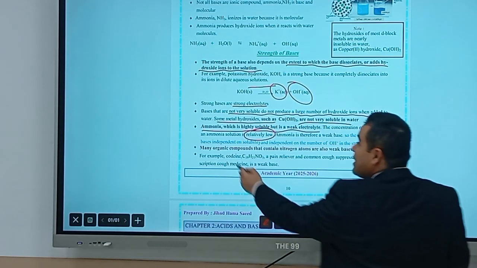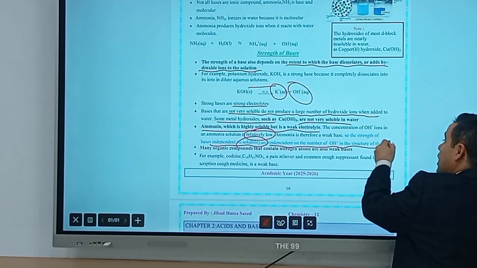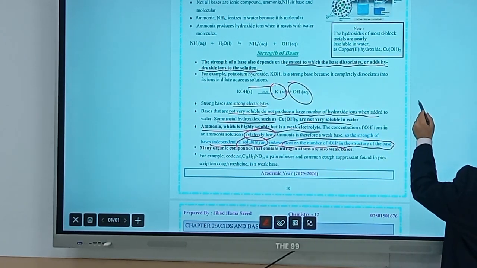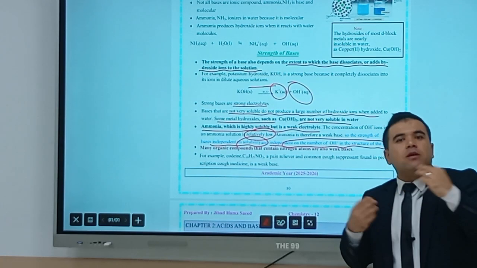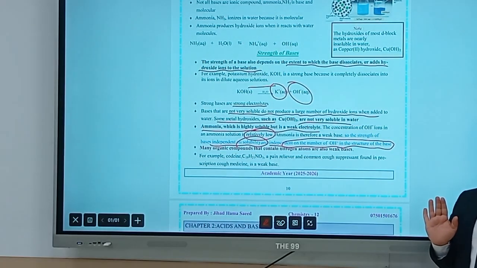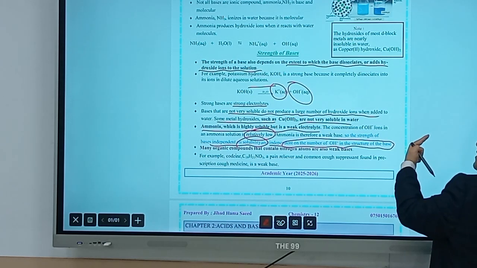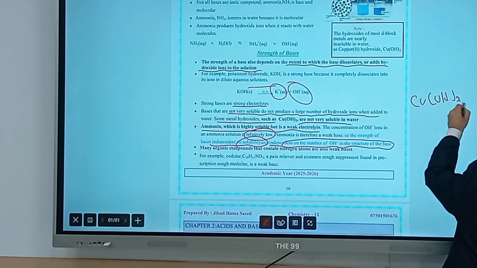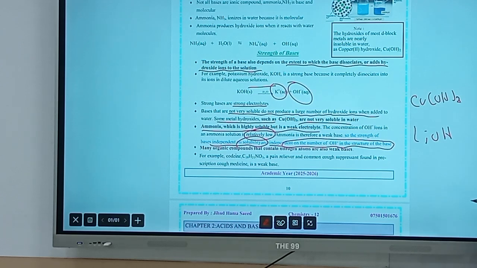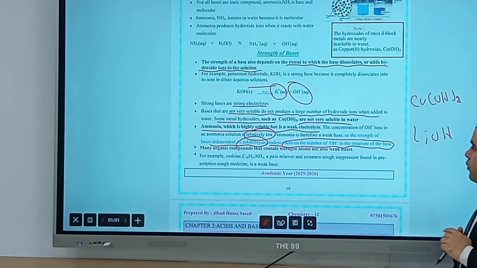So the strength of bases, guys, is independent of solubility and independent of the number of hydroxides in the structure of the base. Independent of solubility. Why? Because ammonia is highly soluble but classified as a weak base because it produces a low concentration of hydroxide in the solution. And independent of the number of hydroxides in the structure. For example, copper hydroxide has two hydroxides in the structure, but lithium hydroxide has one hydroxide. This is a strong base, that's a weak base. So the number of hydroxides in the structure of the base does not affect the strength of the base.